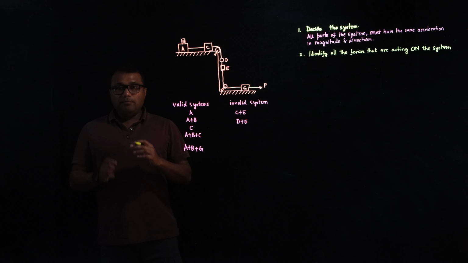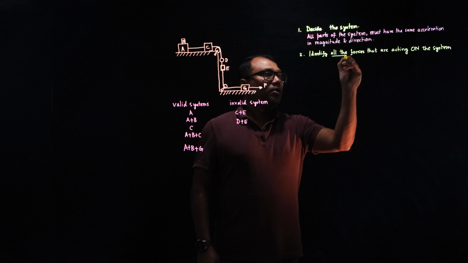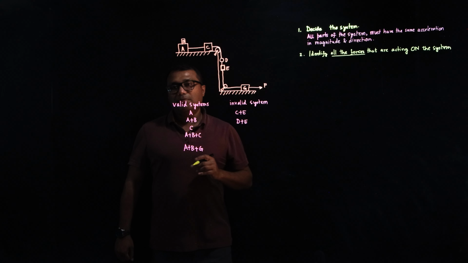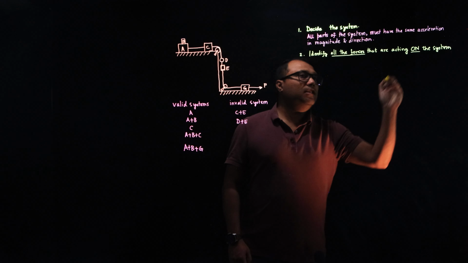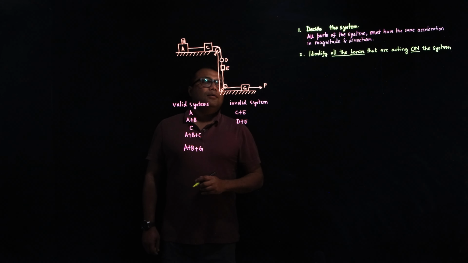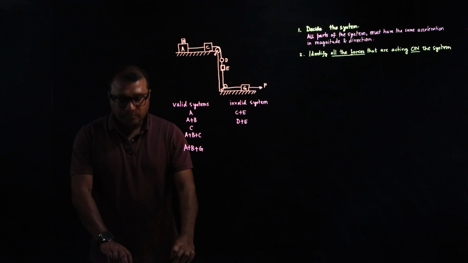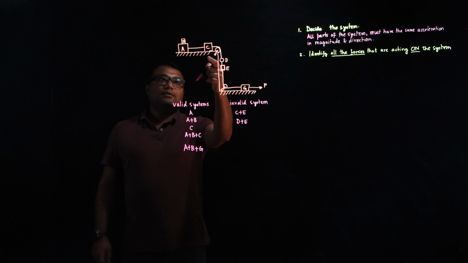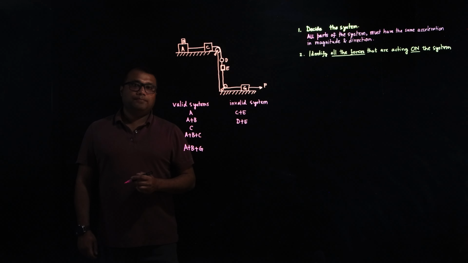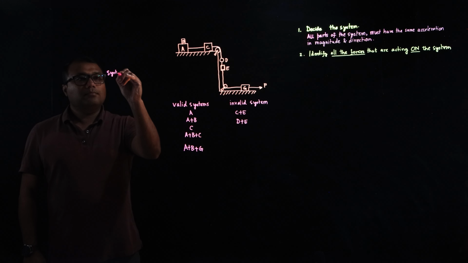Okay. One other thing we must be very careful about is to be able to identify all the forces. You cannot miss out any force. Okay, so both are critical. Identify all the forces and only those forces that are acting on the system. Okay, let's take an example. Let's say, what if my system is C? Okay, so let's say my system is C.